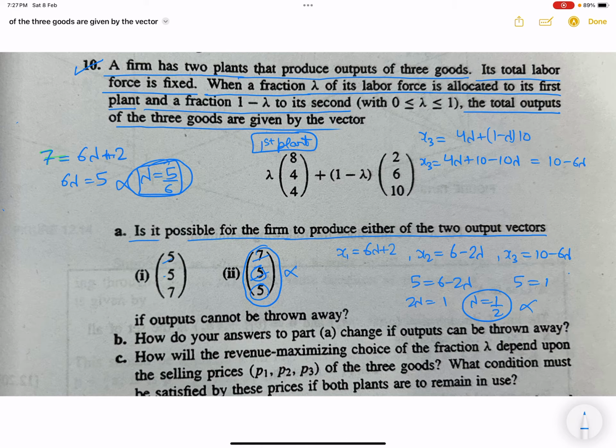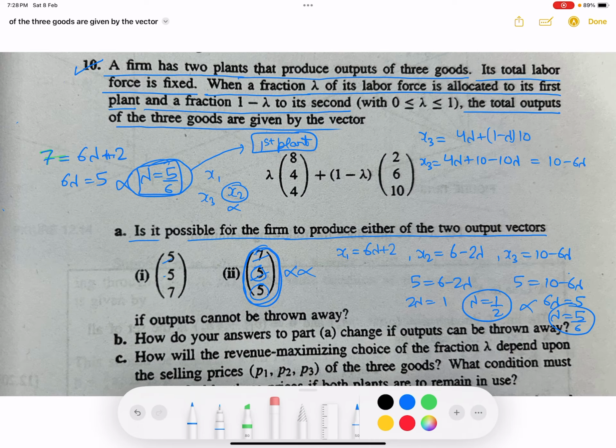So 5 equals 10 minus 6 lambda. So 6 lambda equals 5, lambda equals 5 by 6. So when lambda equals 5 by 6, that is, we are devoting 5 by 6 of the labor force to the first plant, x1 can be produced, x3 can be produced, but x2 we cannot produce. So this output vector cannot be produced. Okay. So it was mentioned that outputs cannot be thrown away.